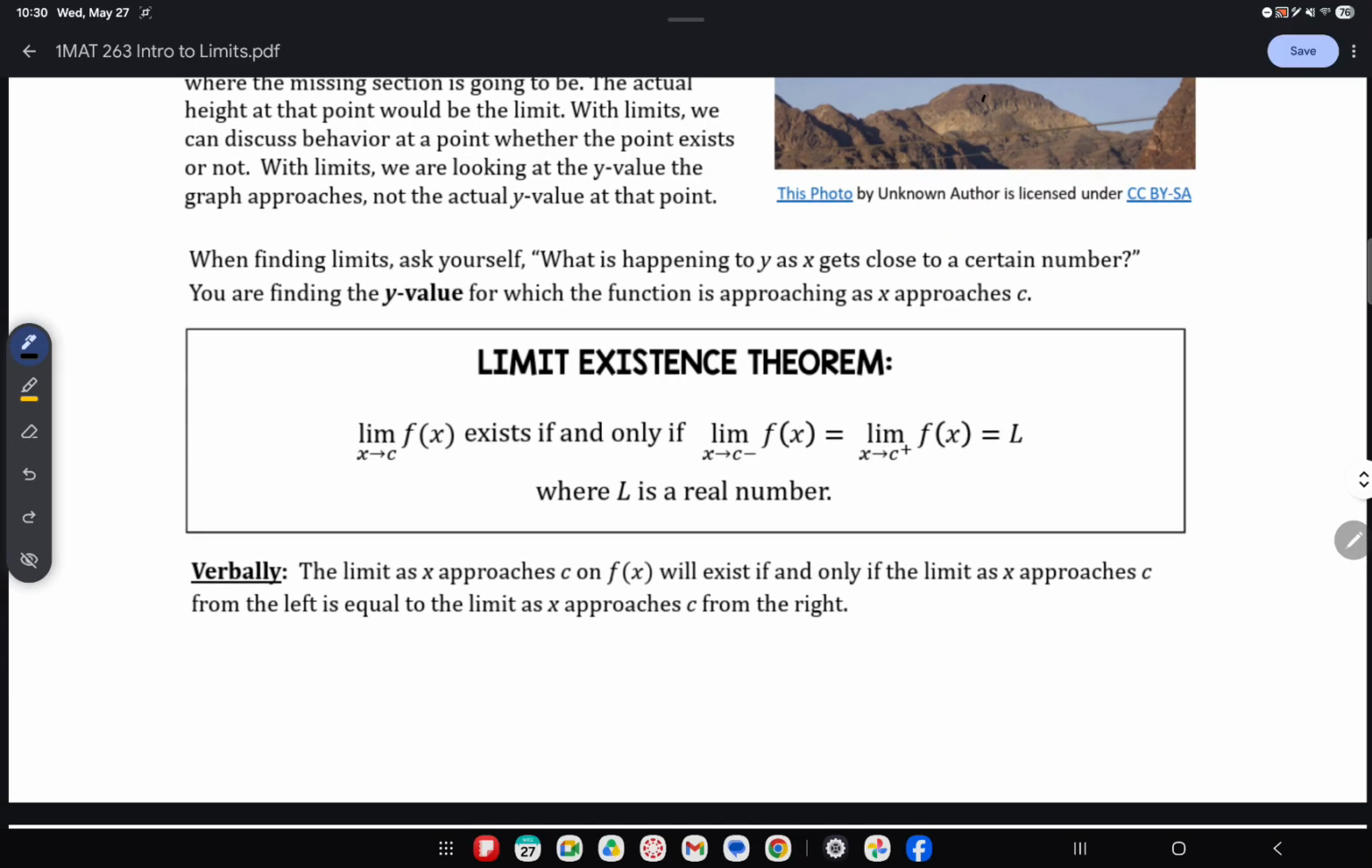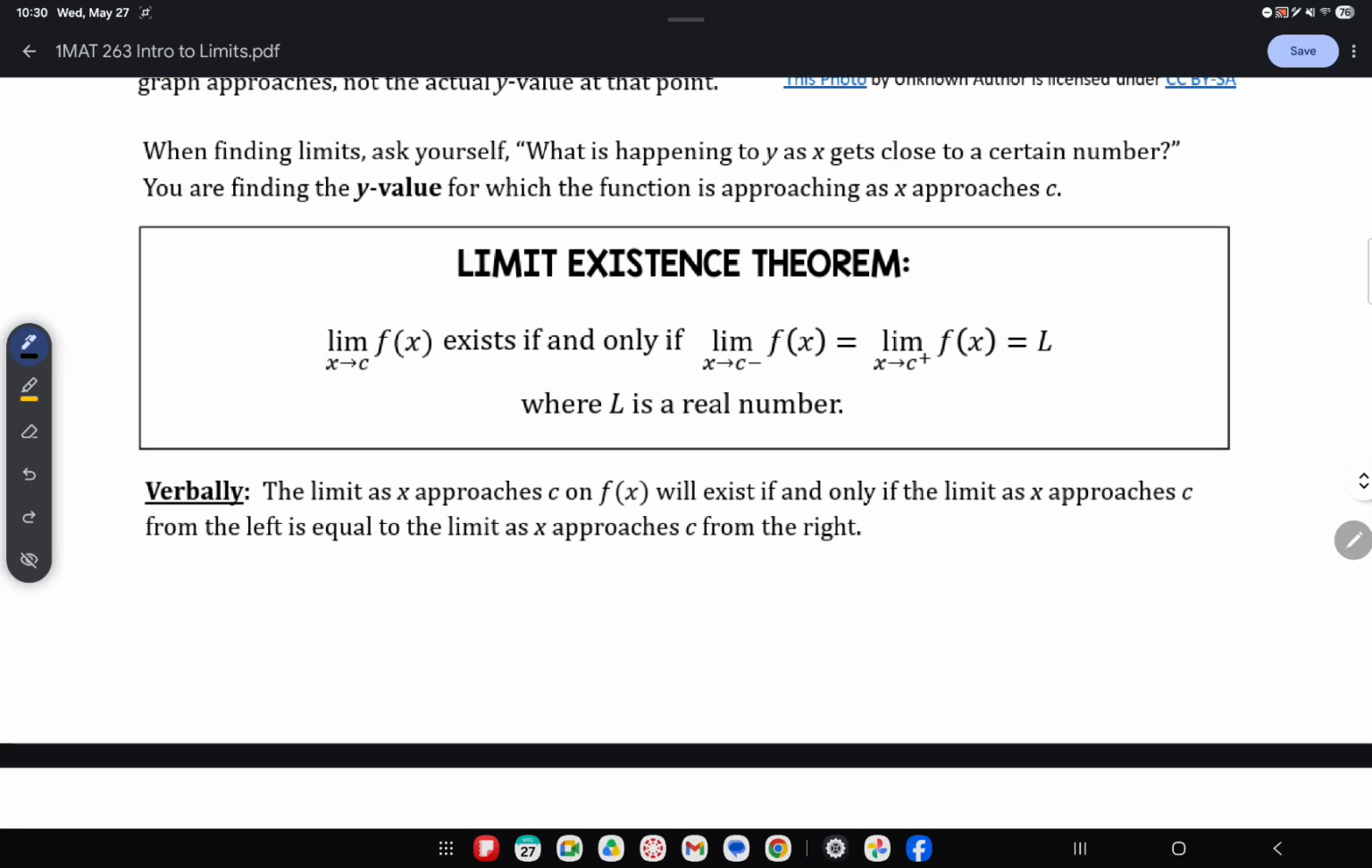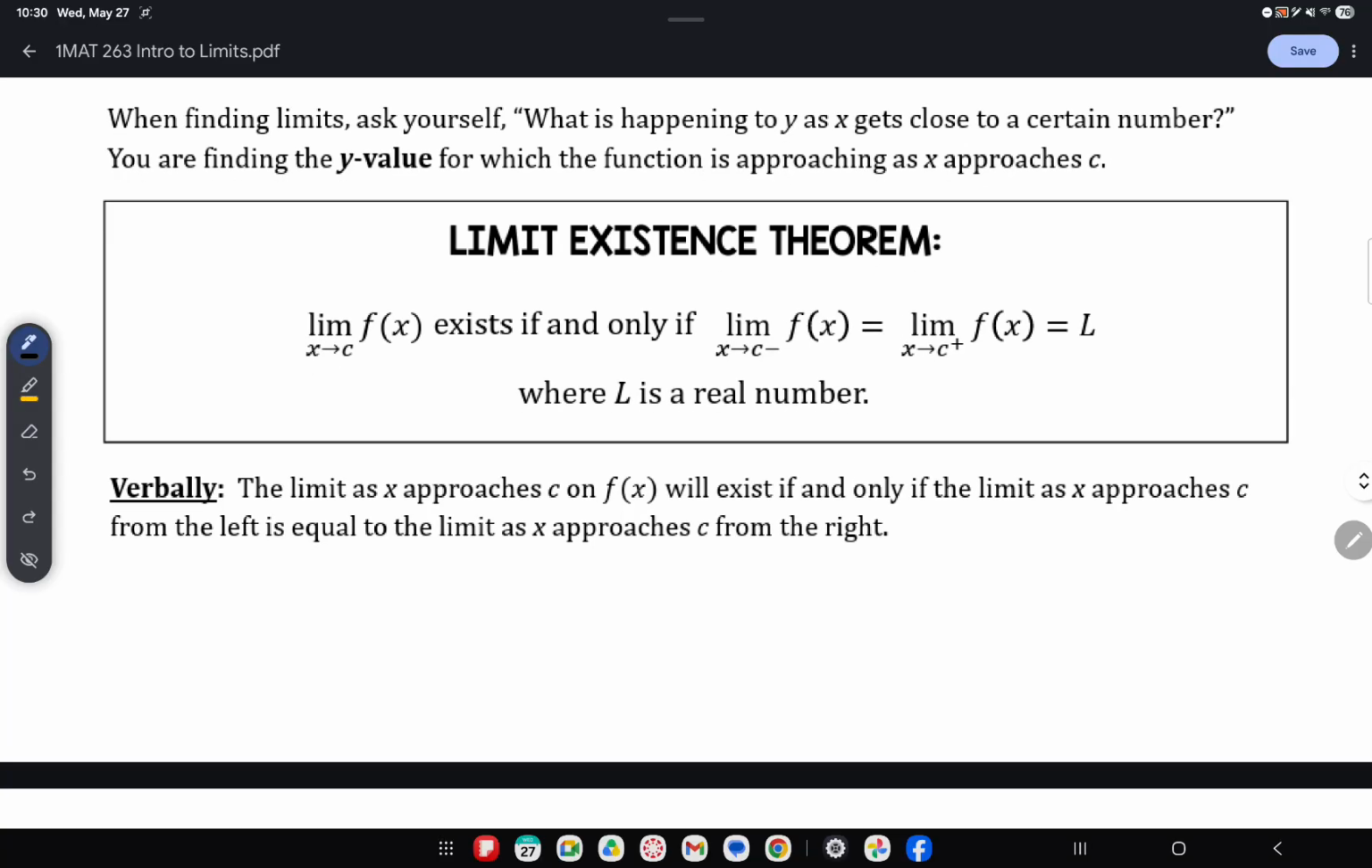So we have a little theorem here, the limit existence theorem. So just a formal way of putting it. So the limit as x approaches c of f of x exists if and only if the limit from the left equals the limit from the right, and it's a value, a real number. Okay? So for a limit to exist, the left hand and the right hand side have to exist, and it has to be the same.